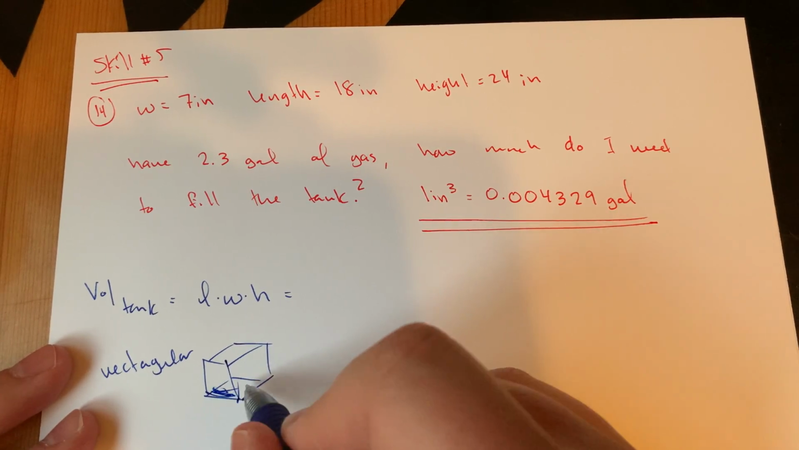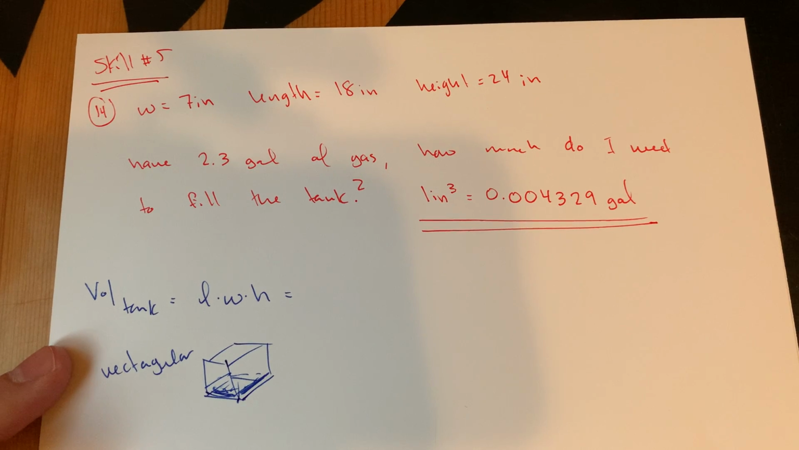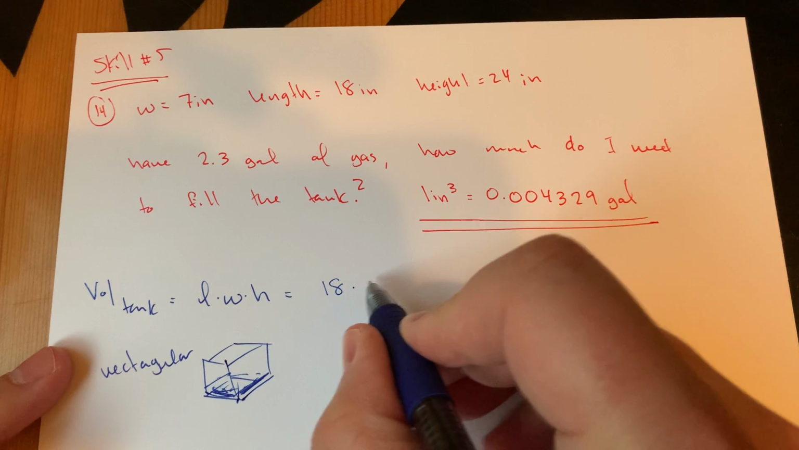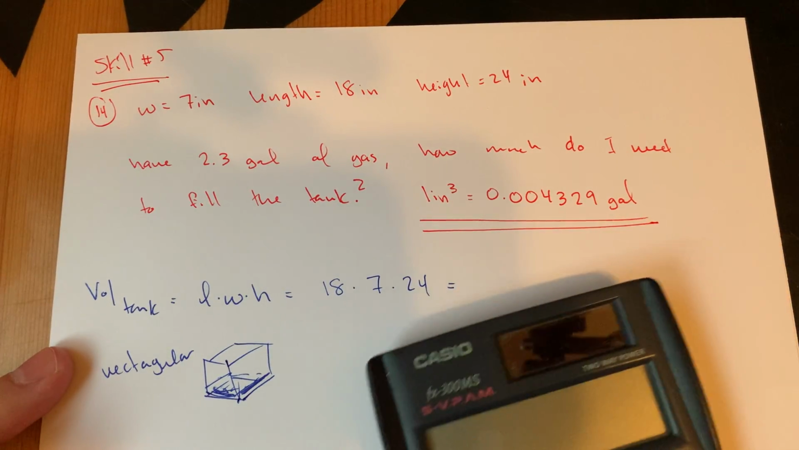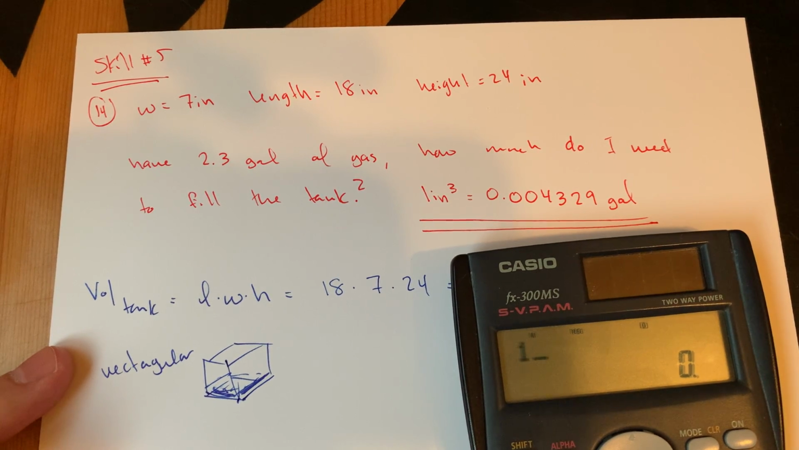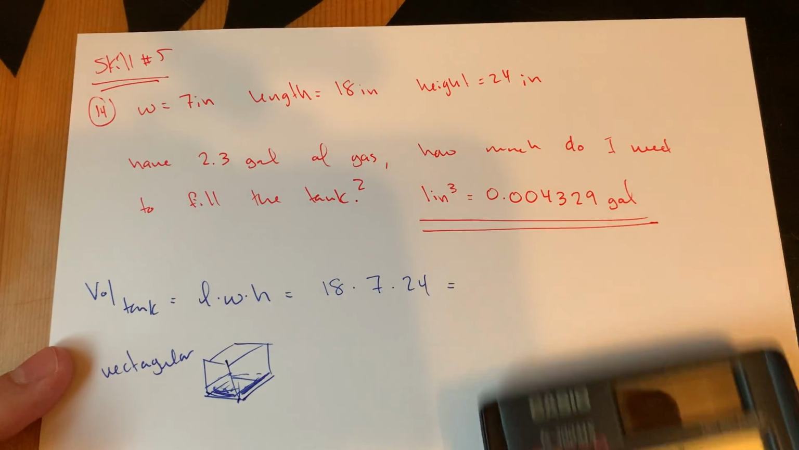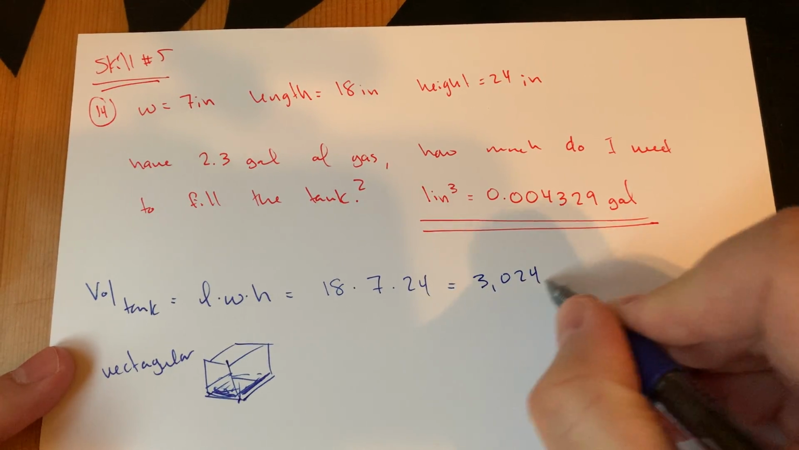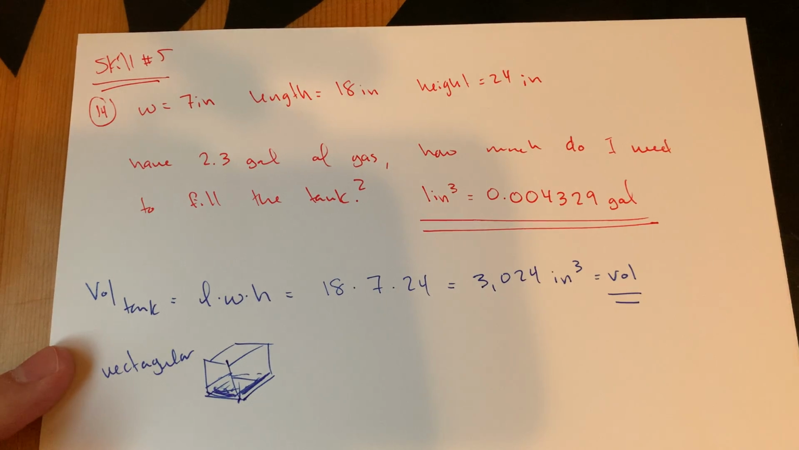We've got a certain amount of gas in here, right? So this is 18 by 7 by 24. Crunch, crunch, crunch. Times 7 times 24. So 3,024 cubic inches, right? So that's the volume of the tank.